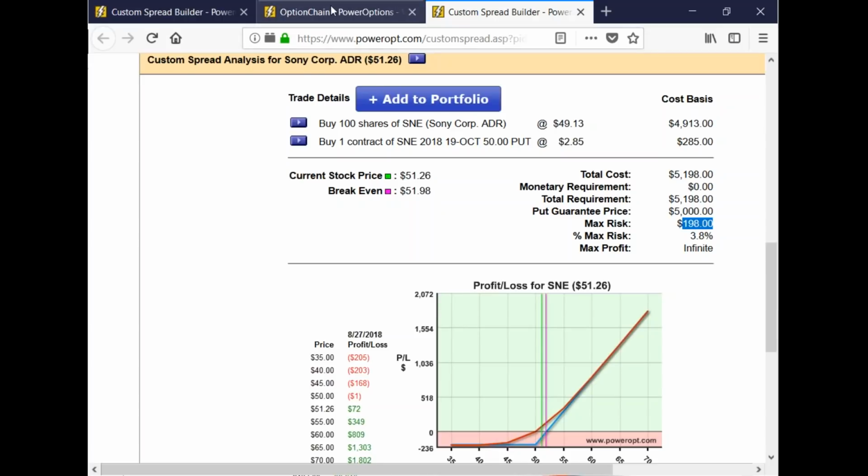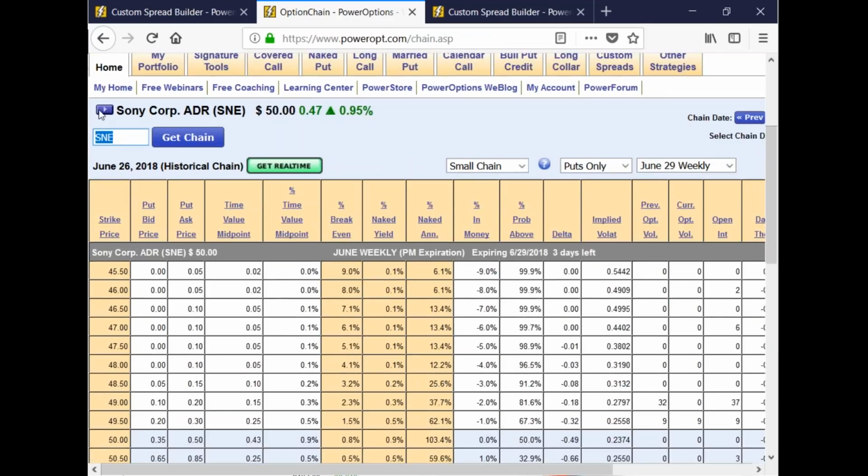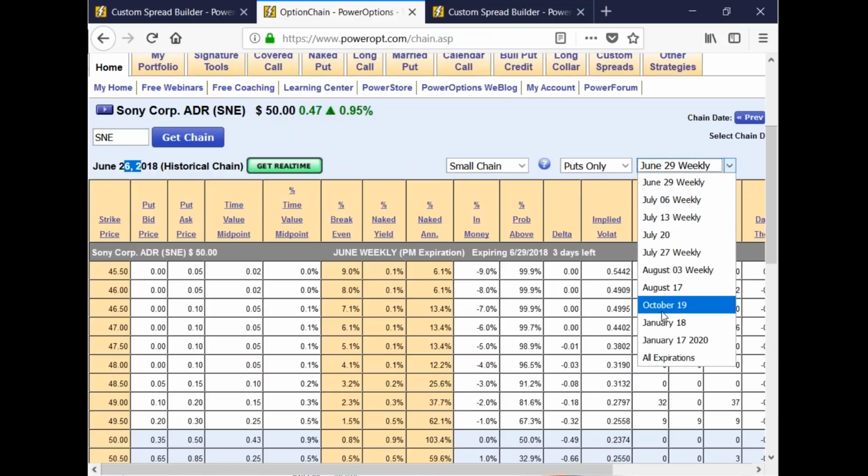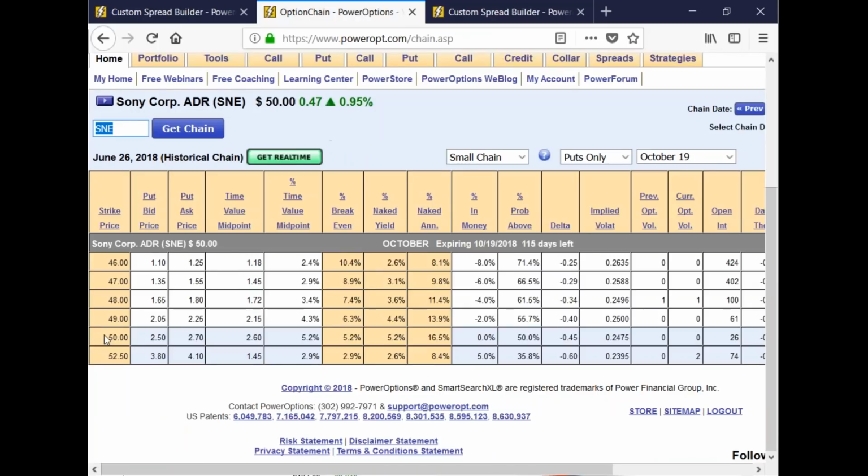That's our time value. On June 26th, stock right at 50. Can't peg that any better, can we? Go to October. The 50 put is at 260 midpoint. So what happened? The time value swelled, didn't it? It went from 198 to 260 because it's all time value. We're right at 50. The 52.50, we're at 395 at midpoint.